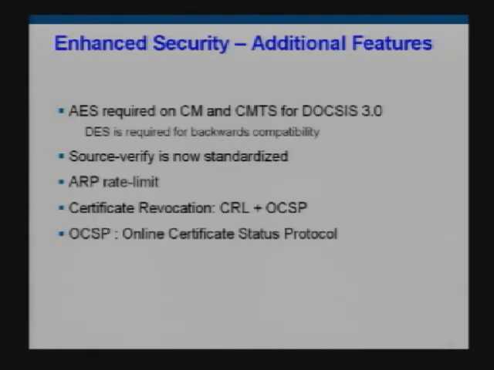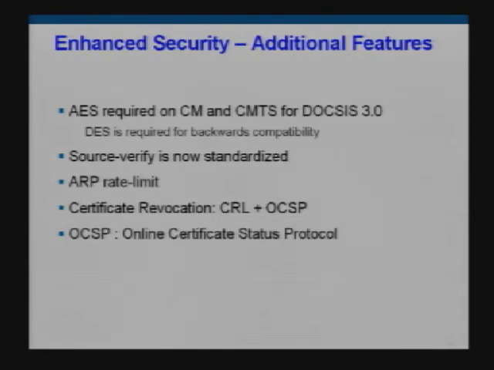And source verify is to verify that when one CPE from the cable network is transmitting some information, the IP address used by the CPE is a valid IP address. That is verified using the cable source verify feature.